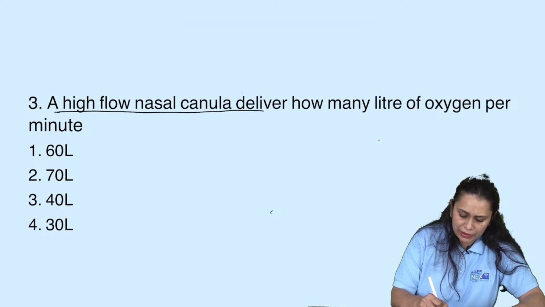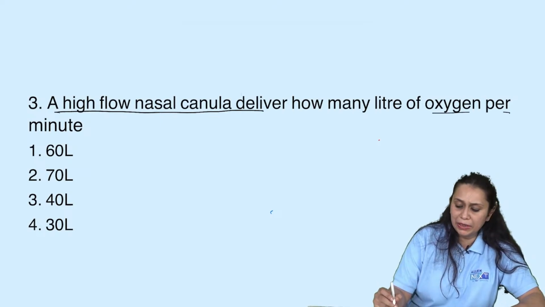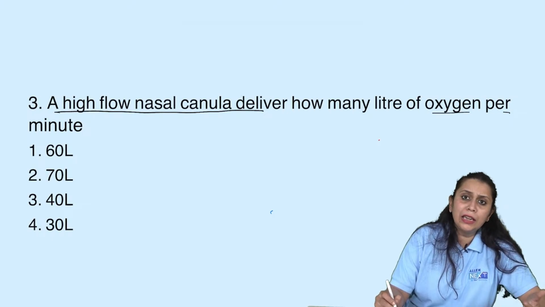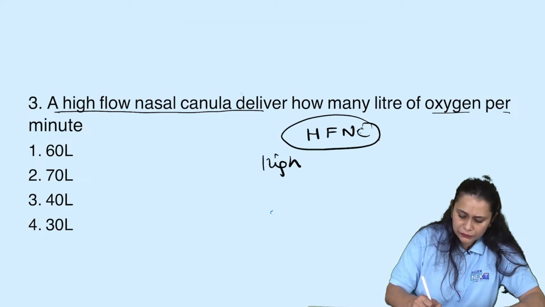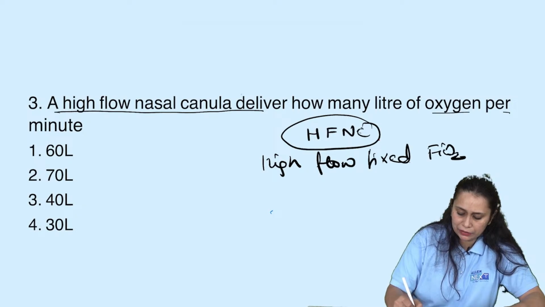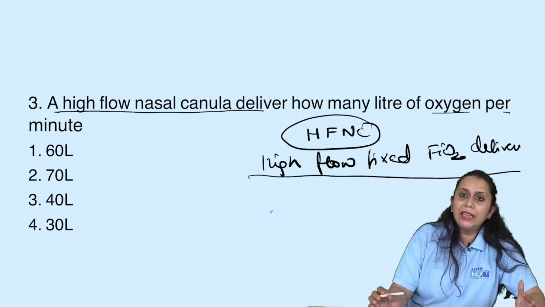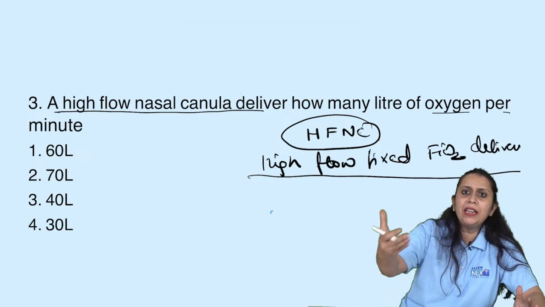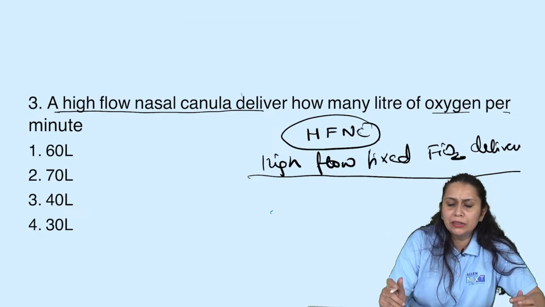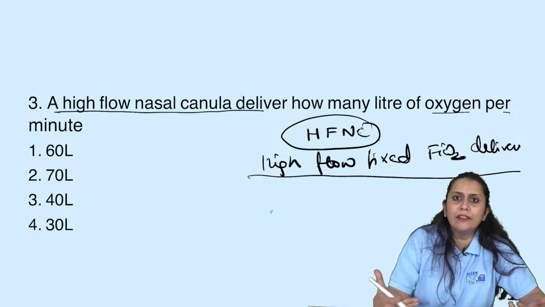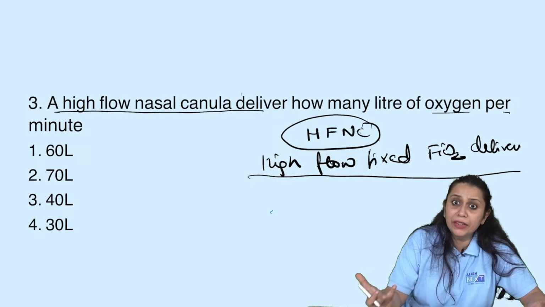A high flow nasal cannula delivers how many liters of oxygen per minute? So the first question was on the conventional nasal cannula, that is a low flow device. Now this question is on the high flow nasal cannula. This is a high flow fixed FiO2 delivering device. They are devices which can give a very high flow and which can also give a fixed FiO2. The first device I discussed gives variable FiO2 depending upon the effort and breathing pattern of the patient, and this device gives fixed FiO2.